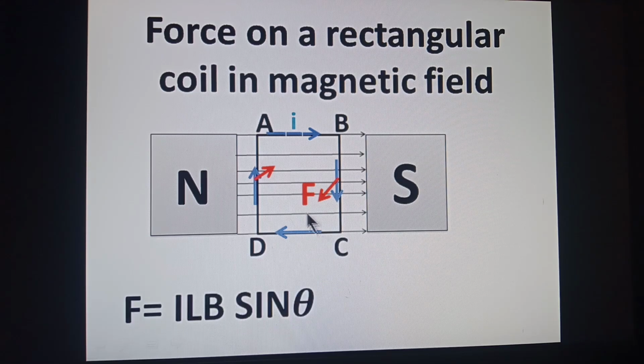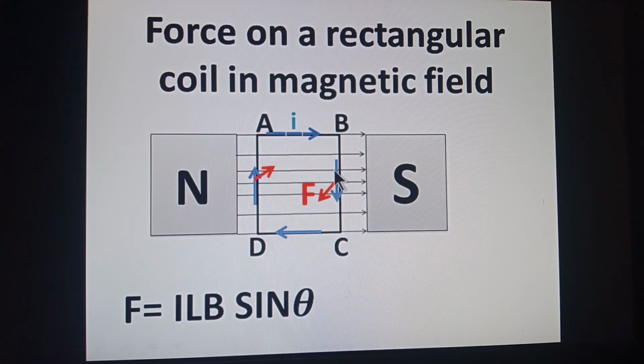Students, you know that the value of this force F depends upon these four things. How much is the current flowing in the coil? More is the current, more will be the force. What is the length of this side of the coil? Longer the coil, longer the conductor, more will be the force. And third thing is the strength of magnetic field. A stronger magnetic field exerts more force on the coil.